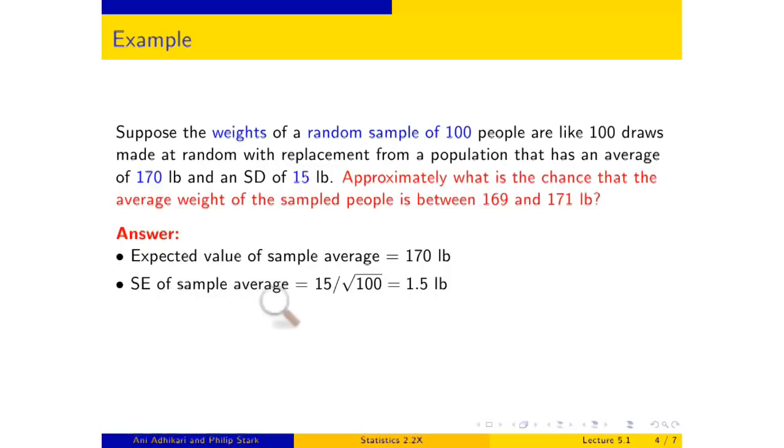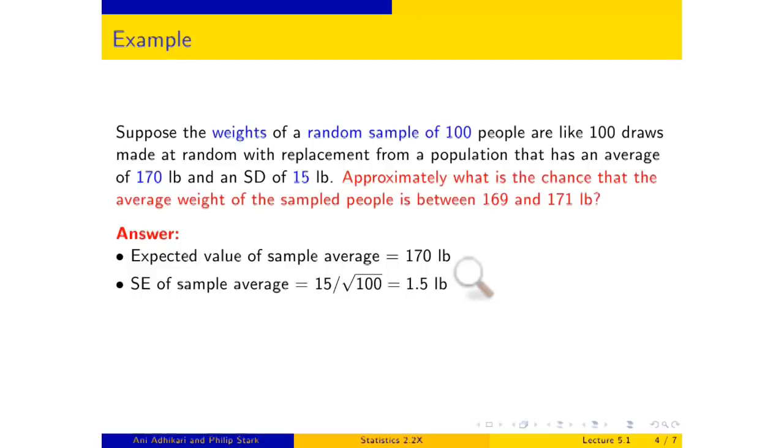The standard error of the sample average is take the SD of your population, divide by the square root of the number of draws. So what you got? 15 divided by 10. That's 1.5 pounds. That's pretty small. You're guessing 170 pounds, give or take 1.5 pounds. So you may be off by 1.5, you may be off by 3, you may be off by 4.5 if you're really unlucky, but you really don't expect to be off by much more than that. And we're not going that far. We're only allowing ourselves to go 1 pound in either direction.